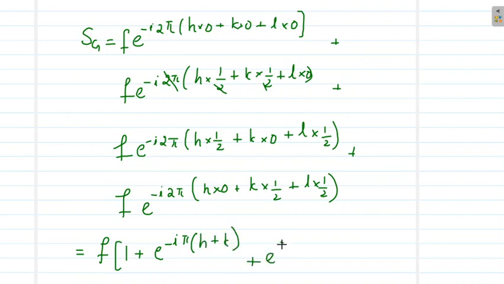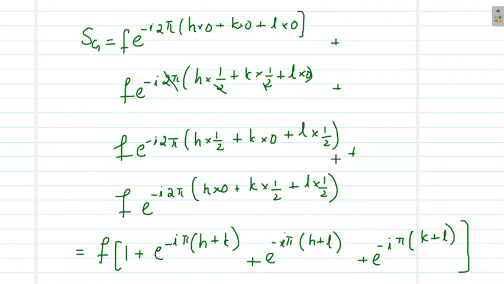Similarly, e raised to minus iπ into (h plus l) plus e raised to minus iπ into (k plus l). So 4 factors are there. The first factor is 1. Then we have 3 different factors with these terms.